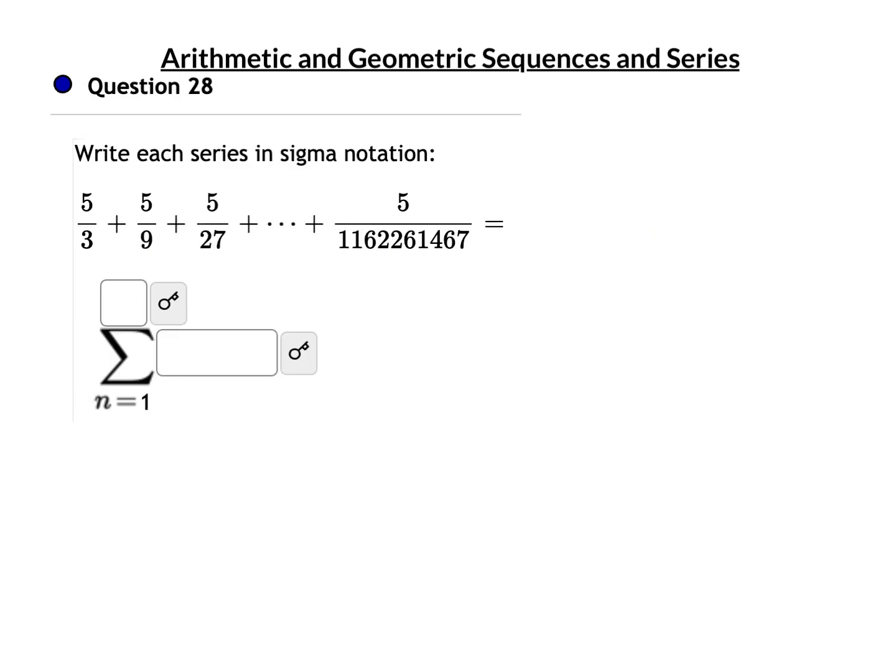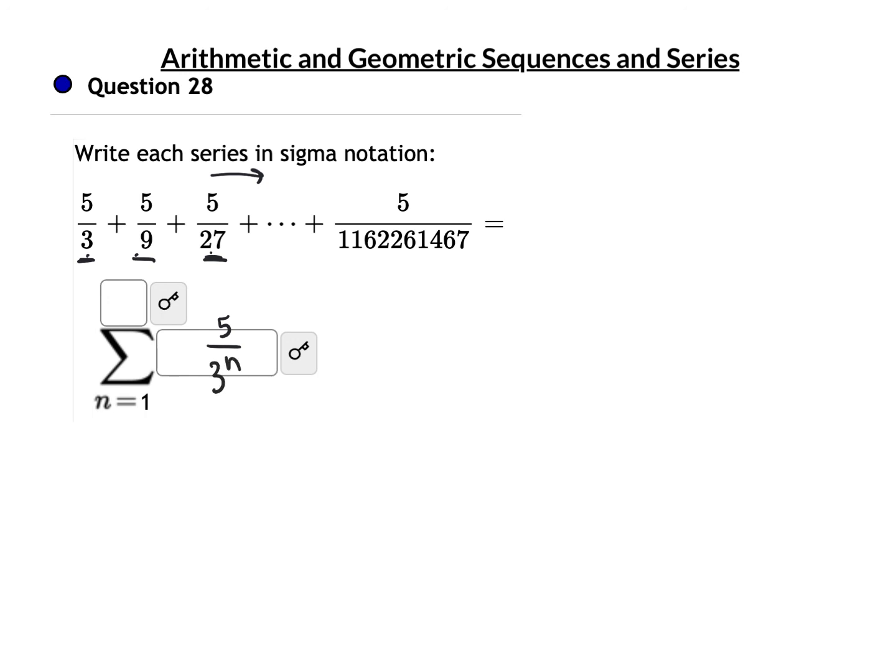Question 28. This is just a series that we're writing in sigma notation. It's a geometric series. You appear to be multiplying by 1/3. As you move forward, notice how the bottom keeps multiplying by 3. We could write this different ways, but I notice the top is always the same. The bottom, this is 3 to the first power, and the 9 is 3 to the second, and that's 3 to the third. 5 over 3 to the n.